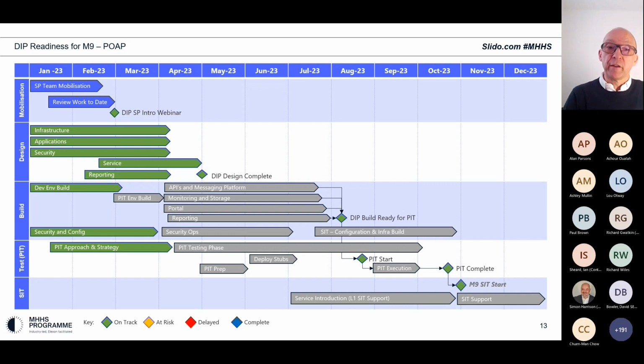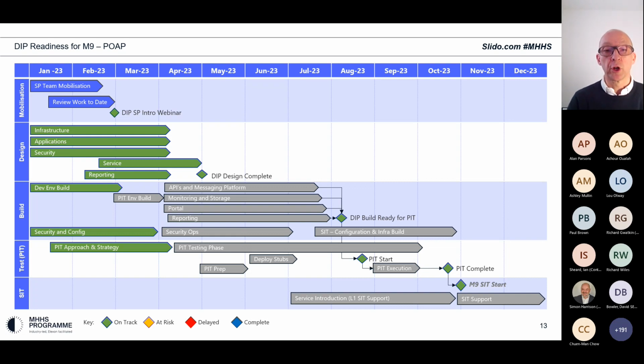Our key objective here is that all of the core design work is done by the end of March, beginning of April. That enables us to move forward with the full build activity, which takes us through to the end of July. We will then be ready. We have a key milestone in terms of readiness for PIT at the beginning of August, and then we will be executing our PIT testing during September and aiming to complete that at the beginning of October.